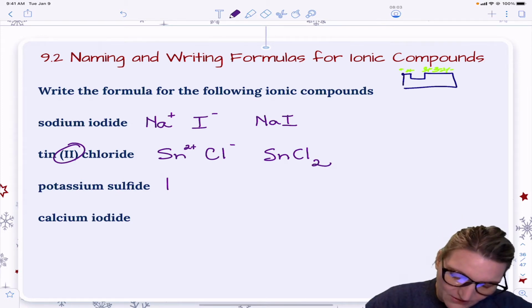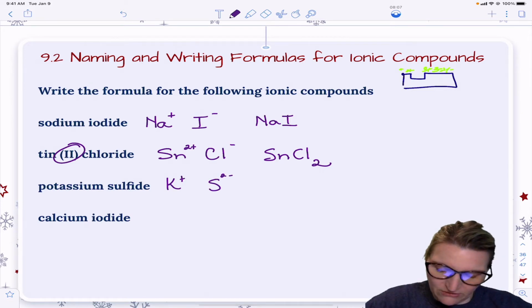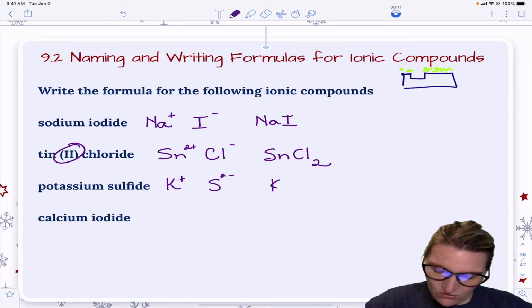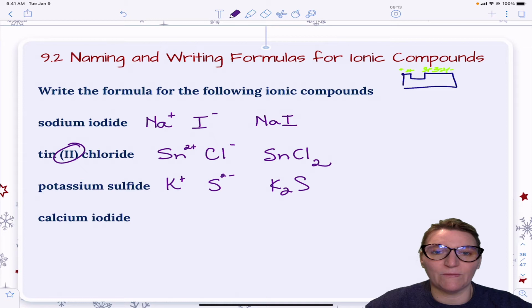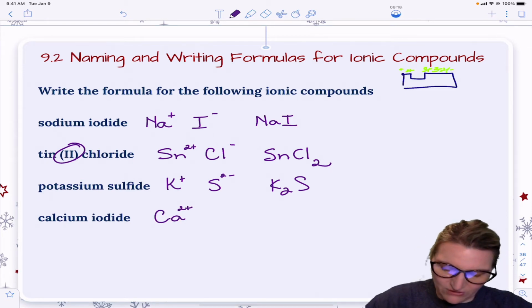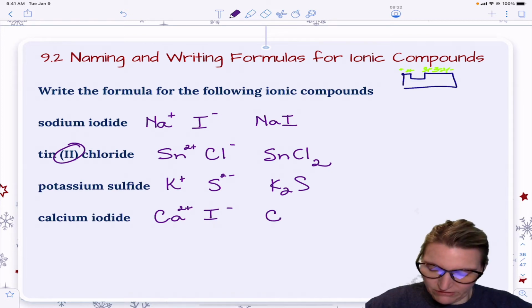Potassium sulfide. Potassium is an alkali metal, +1 charge. Sulfide is underneath oxygen, it has a 2- charge. So K2S. Calcium iodide. Calcium has a 2+ charge. Iodine, another halogen, has a 1- charge. Crisscross the charges, CaI2.